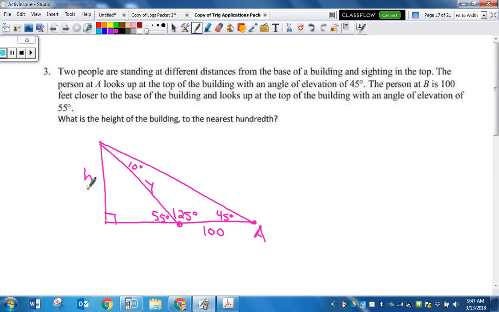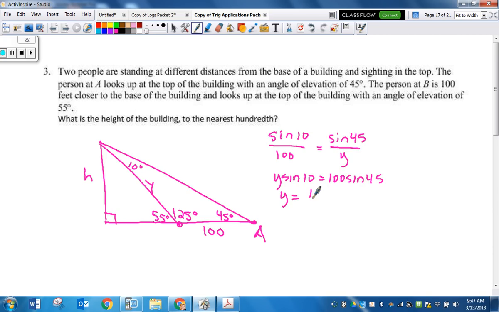So I can use law of sines. So sine of 10 over 100 equals the sine of 45 over y. Cross multiply, I get y times sine of 10 equals 100 times sine 45. Divide, y equals 100 sine 45 divided by sine of 10. Okay, I type that in my calculator.